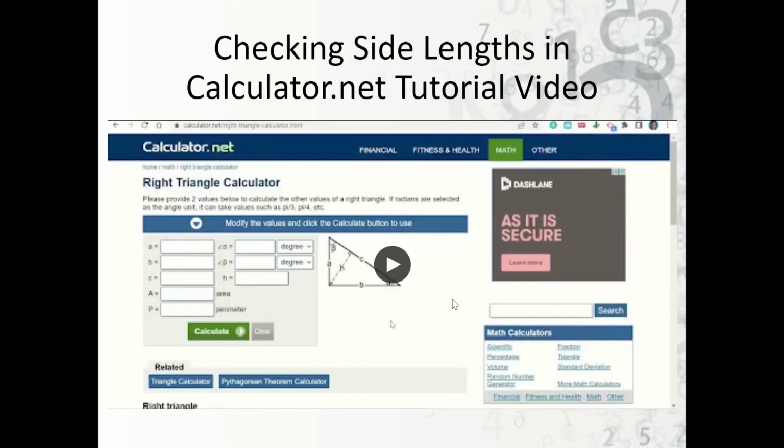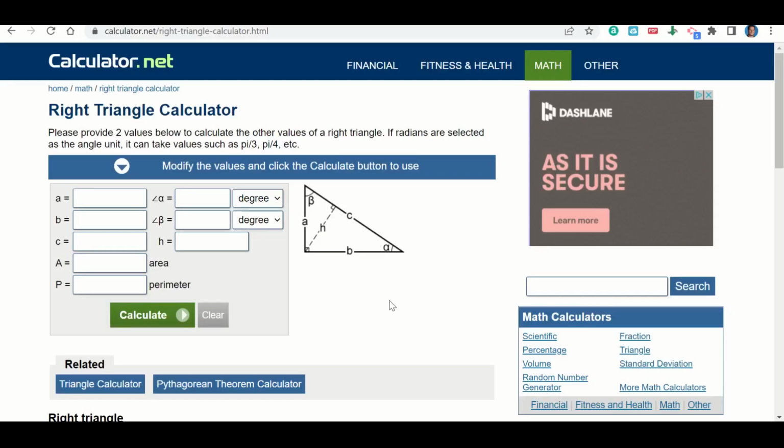There's a video here that shows you how to check side lengths using calculator.net, so you can go ahead and watch that video. Let's talk now about how you can check your work when finding the length of a side of a right triangle when you're given one side and an angle. So let's say that in this picture we're trying to find A, and we have B. We know that B is 3. And we know that angle alpha, in this case, this angle, is 60 degrees.